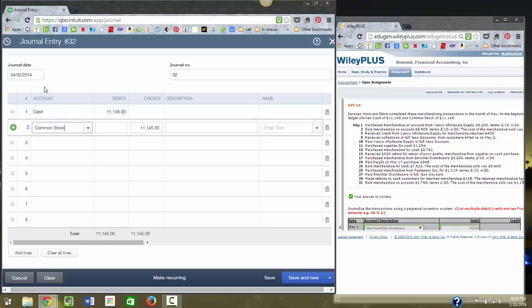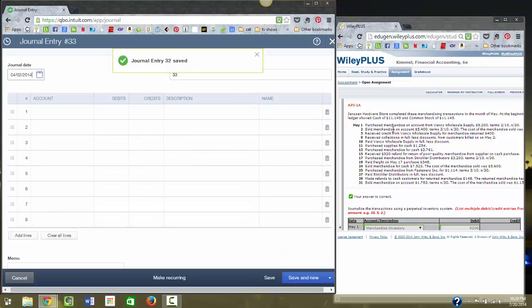Okay, and make sure our journal date is correct. Very important. The first thing you should always do is change your date. Make that a habit because it can be easy to forget. And we're going to hit save and new.